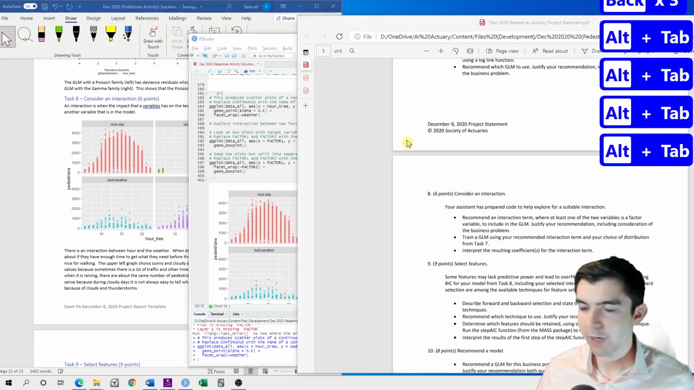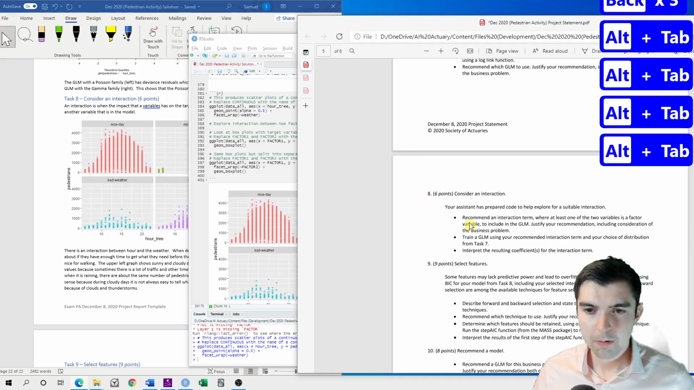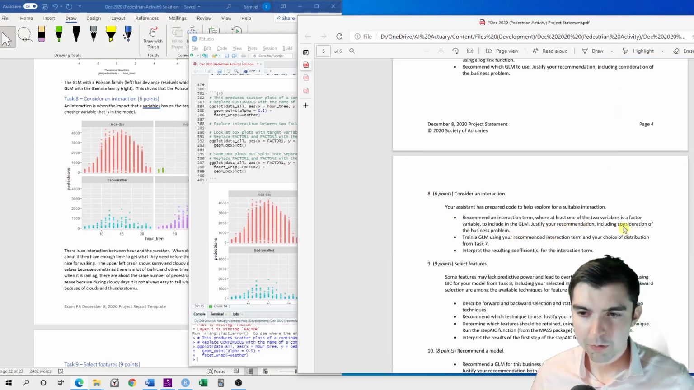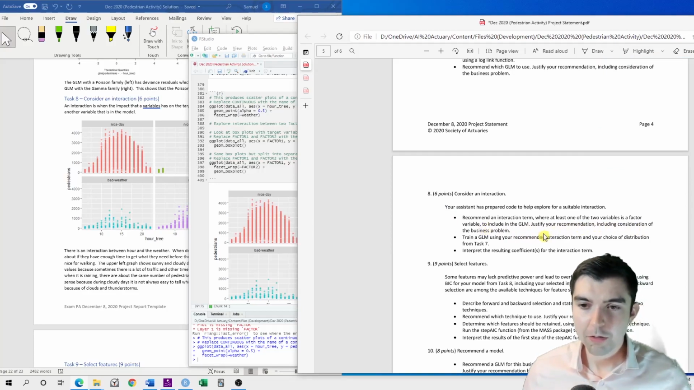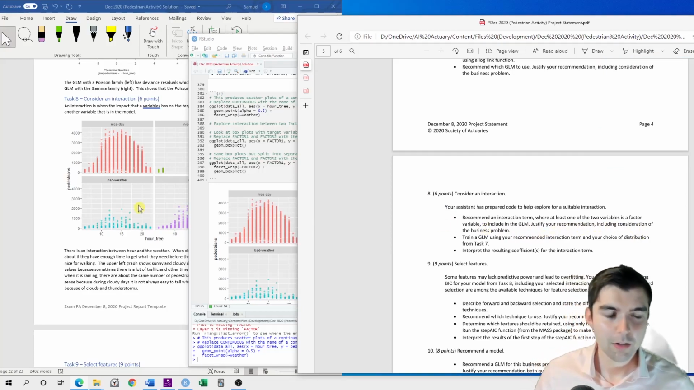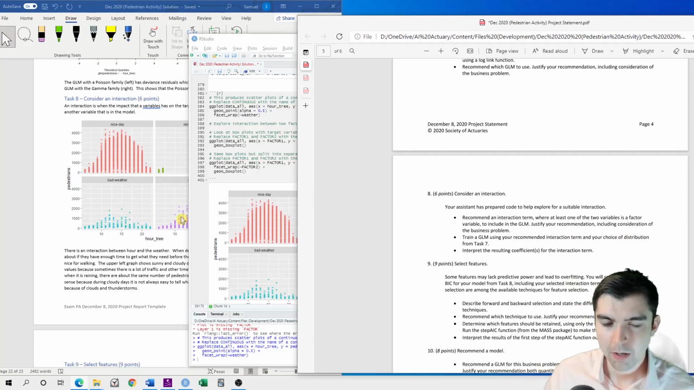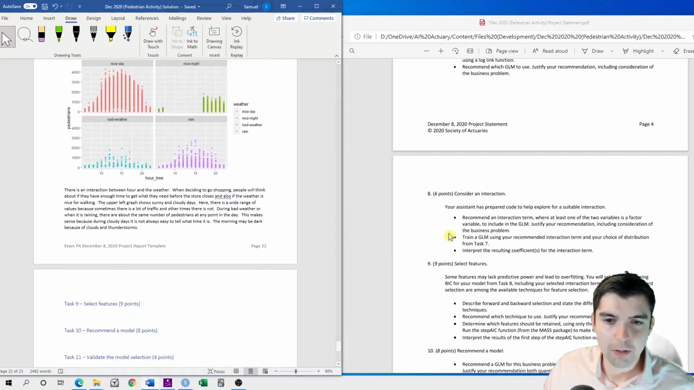Okay, that's one interaction. Recommended interaction term, where at least one of the two variables is a factor variable, to include, justify a recommendation. Okay, and now let's just try fitting this into the GLM. If this works, we don't need to even look at another one.